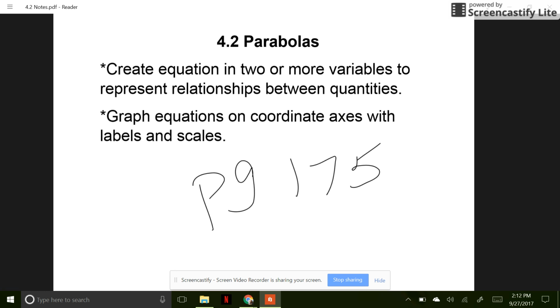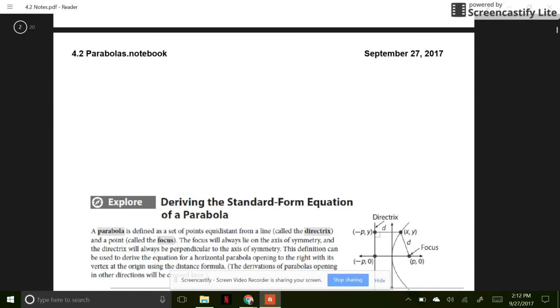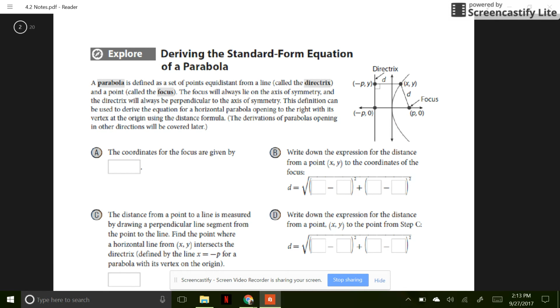This set of videos is going to cover section 4.2, which covers parabolas. So a parabola is defined as a set of points equidistant from a line called the directrix and a point called the focus. So the focus will always lie on the axis of symmetry, and the directrix will always be perpendicular to the axis of symmetry.